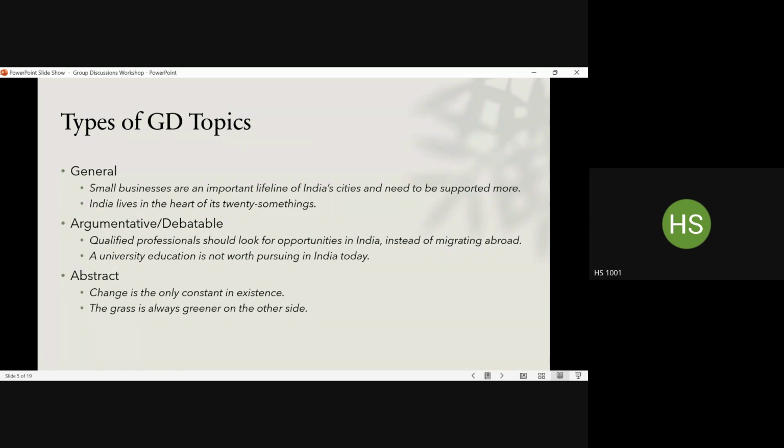Another kind of a topic is called an abstract topic. Abstract as opposed to concrete. Concrete is where everything is specified. Abstract, on the other hand, deals with ideas. Ideas which are not clearly specified, broad ideas, which you can think of in any context, which you can approach from any perspective. For example, change is the only constant in existence.